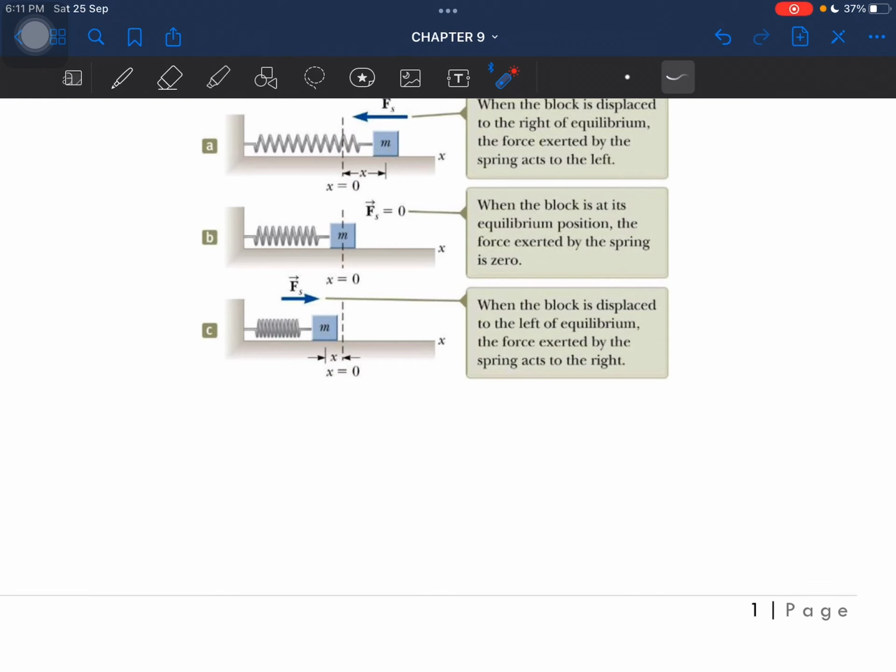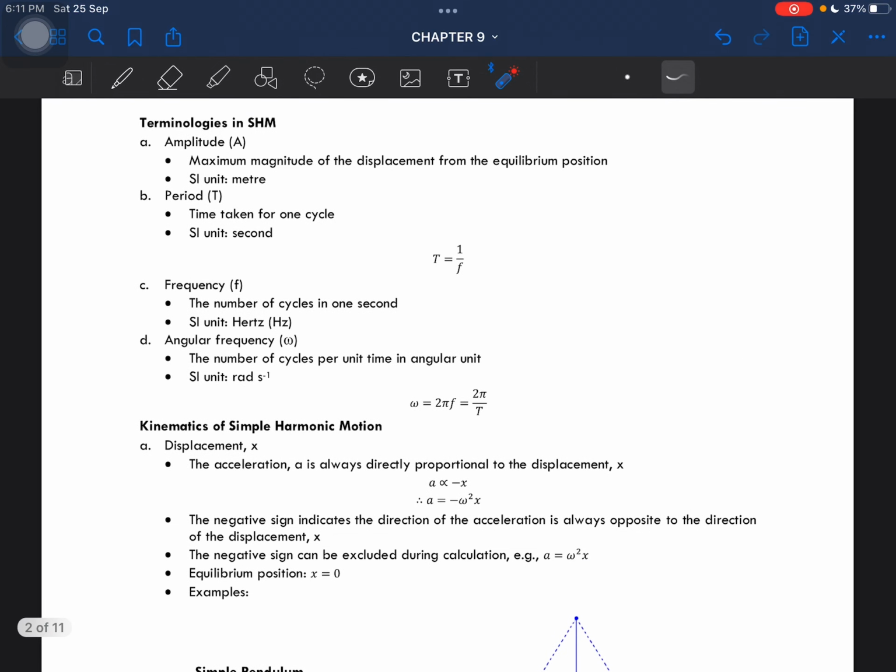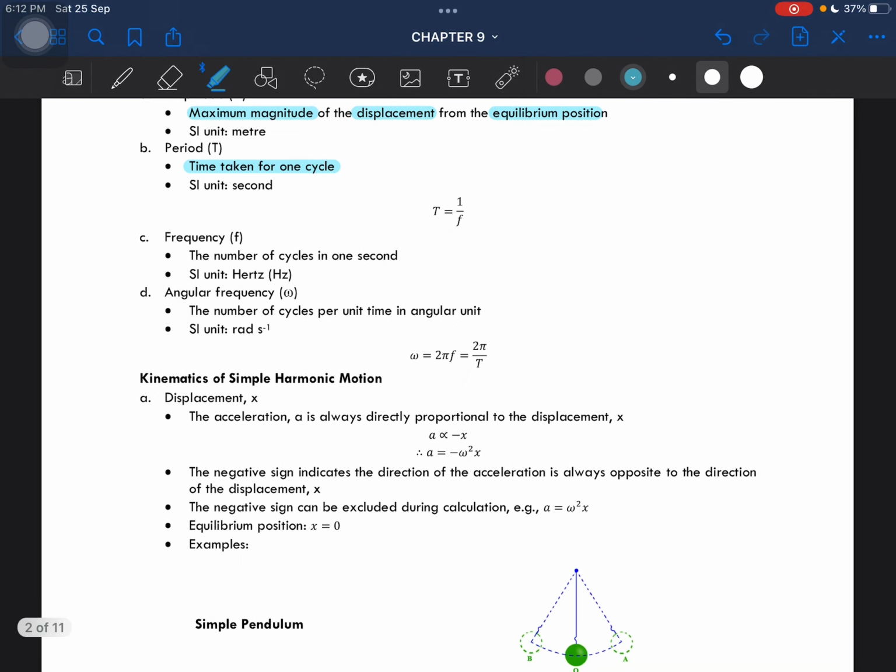Alright, so these are the terminologies in simple harmonic motion that you have to know. We have amplitude, which is the maximum magnitude of the displacement from equilibrium position. It has an SI unit of meter. And then we have period, which is time taken for one cycle. Make sure you know it is for one cycle. And the SI unit is second.